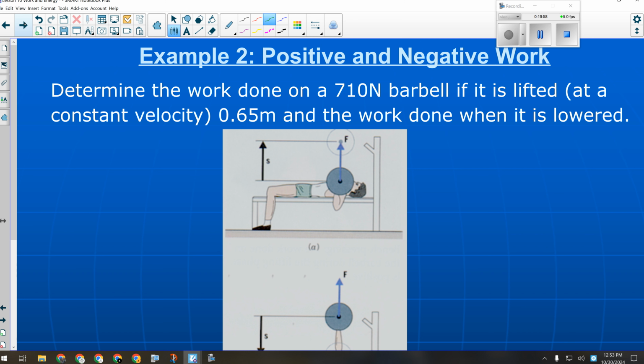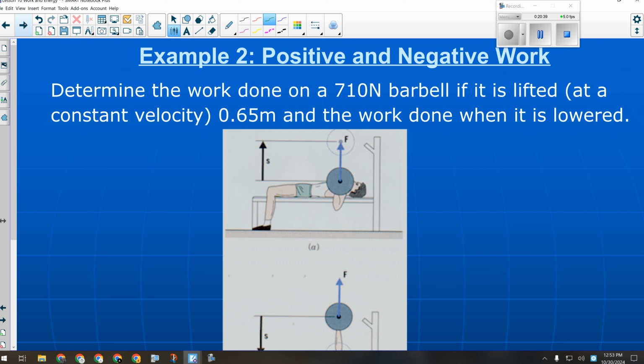Bench press. So you've got this big 710 newton barbell, okay? So what is that, 150 pounds, something like that. Okay, it's heavy, and you're bench pressing it, pushing it upwards. Do you do work when you push the barbell up? The barbell's energy changes, right? If you push it up at a constant velocity, are you still doing work? Yes, because you're changing its potential energy.